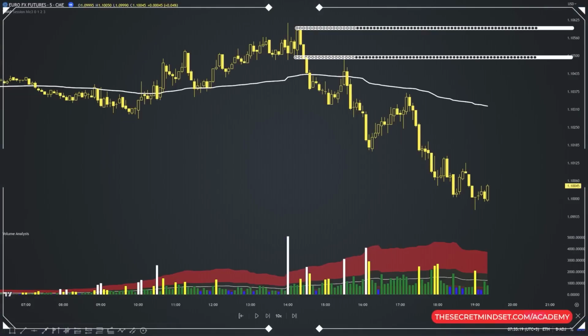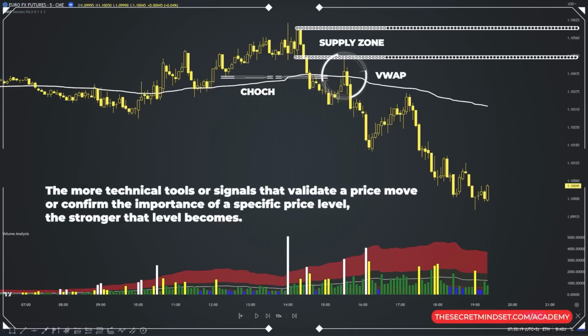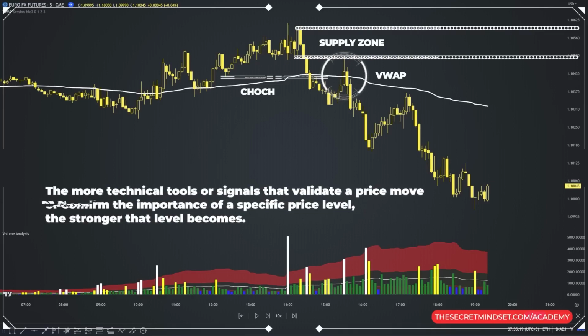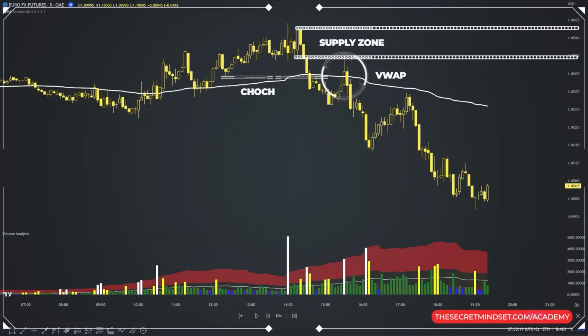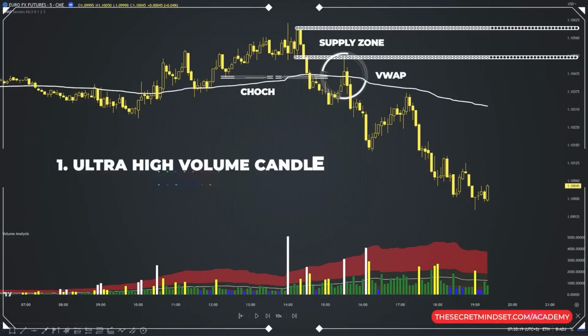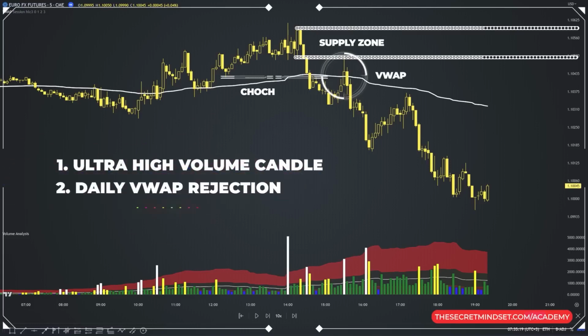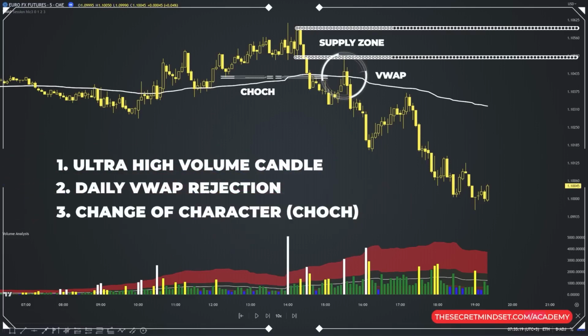When there is confluence, it means that multiple factors are pointing towards the same conclusion, reinforcing the significance of that particular area in the market. The more technical tools or signals that validate a price move or confirm the importance of a specific price level, the stronger that level becomes. I mainly use 3 factors of confluence: the ultra-high volume candle, the daily VWAP rejection, and the change of character. These confluence factors add a layer of confirmation and increase the confidence in a trade setup.